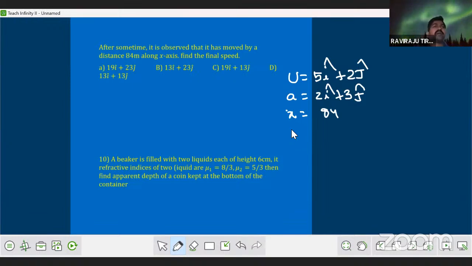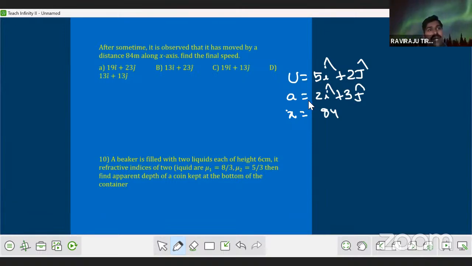What is the general formula we use for final speed? V equal to U plus AT. But for the X component you have to calculate separately, and for the Y component separately. For X components, initial velocity we have, acceleration we have, distance S also we have. Then how can you calculate velocity? You can use V square minus U square equal to 2AS, but there is a small problem: for the Y component to calculate velocity, we don't have the displacement.